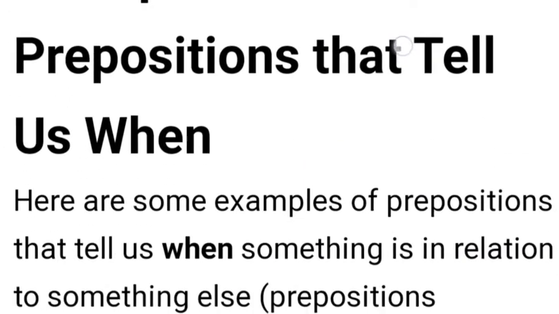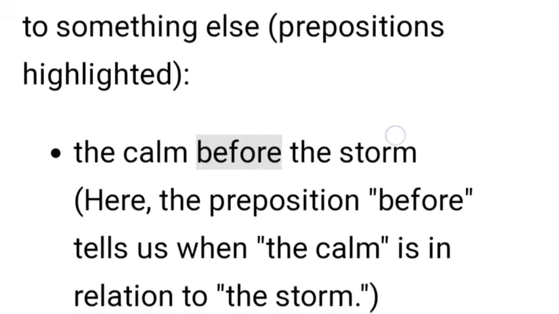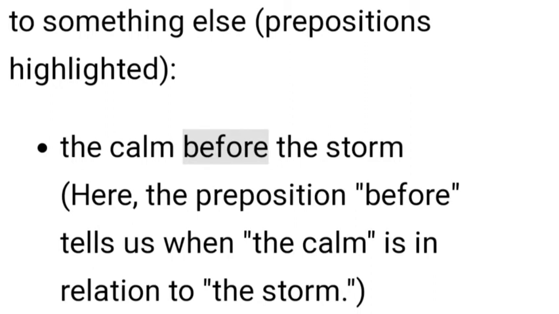The examples that tell us when. Here are some examples of prepositions that tell us when something is in relation to something else. The prepositions are highlighted here. The calm before the storm. Here, the preposition before tells us when the calm is in relation to the storm. Okay, the calm, the storm.